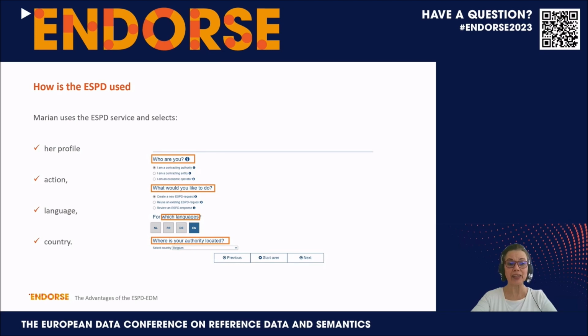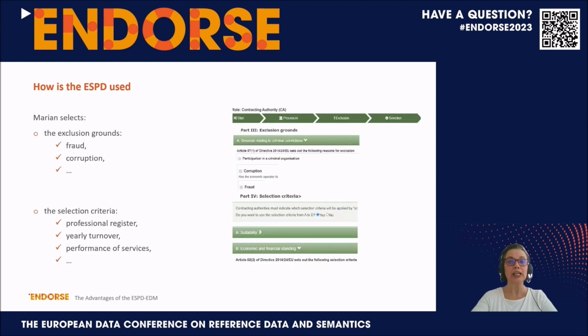Once she has done this, she will start selecting the exclusion grounds. It means if the economic operator is accused of fraud, corruption, and so on, he is, of course, excluded. And she will start selecting the criteria that she will apply to the tender. For example, professional register, yearly turnover, the performance of the services, and anything that is listed in the form and that she will need for her tender.